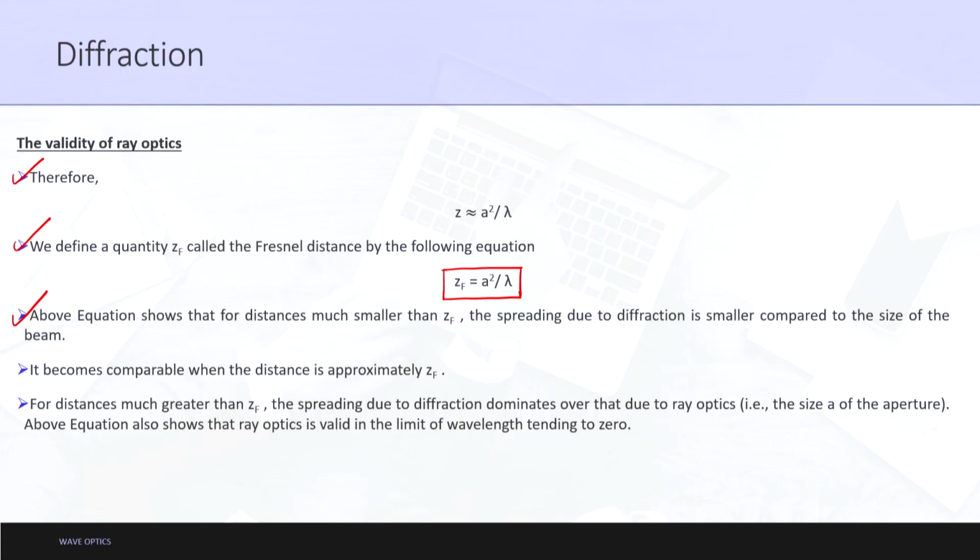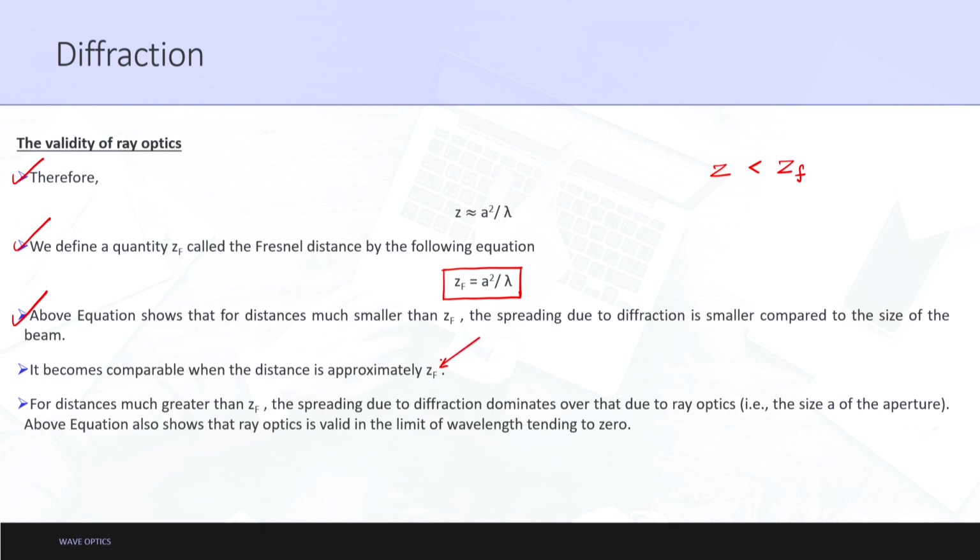So this is possible only when the spreading due to diffraction is smaller as compared to the size of the beam. So when I consider a z which is less than ZF, the spreading due to diffraction is very small as compared to the size of the beam. What is the beam being talked about here? The beam is the light source here. Okay. So it becomes comparable when the distance is approximately ZF.